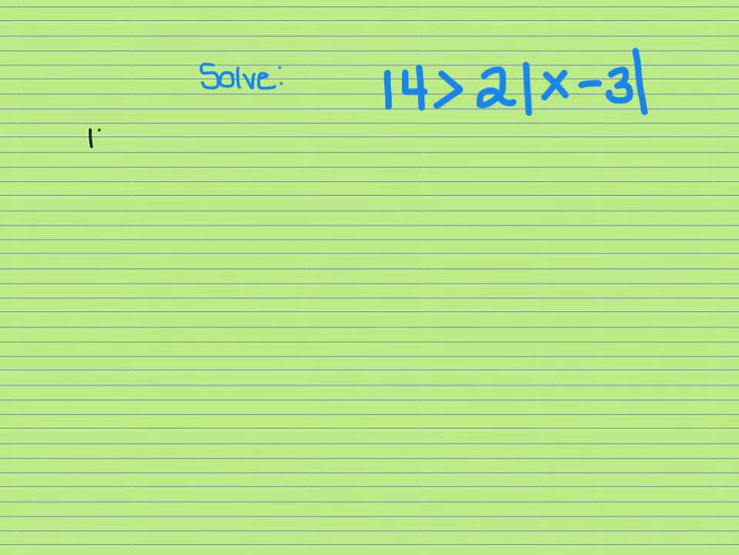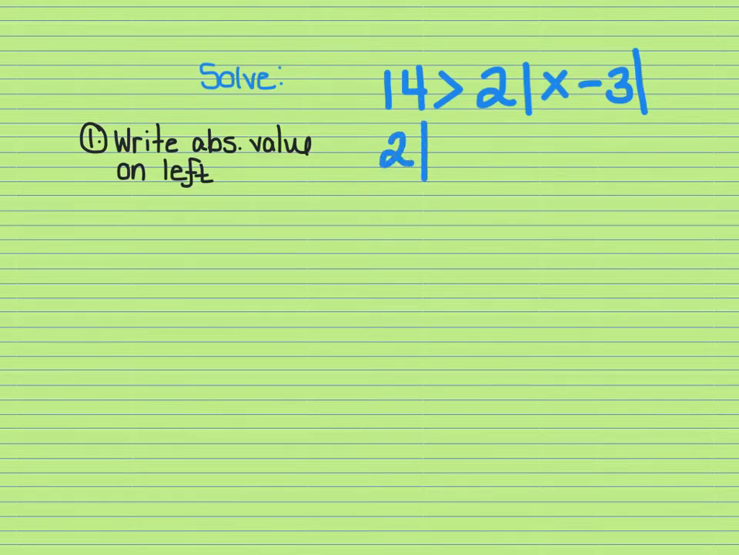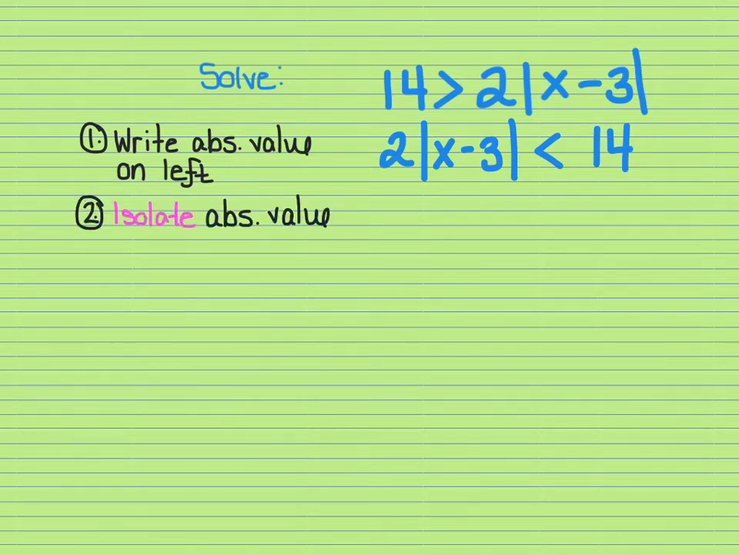Let's solve and graph this first one. So what I always do is rewrite it so the absolute value is on the left. As I do this, I need to be sure I flip the direction of the inequality symbol as I rewrite this entire statement. Next, I need to isolate my absolute value expression. So I'm going to get rid of the coefficient of 2 by dividing both sides by 2, which produces the absolute value of x minus 3 is less than 7.